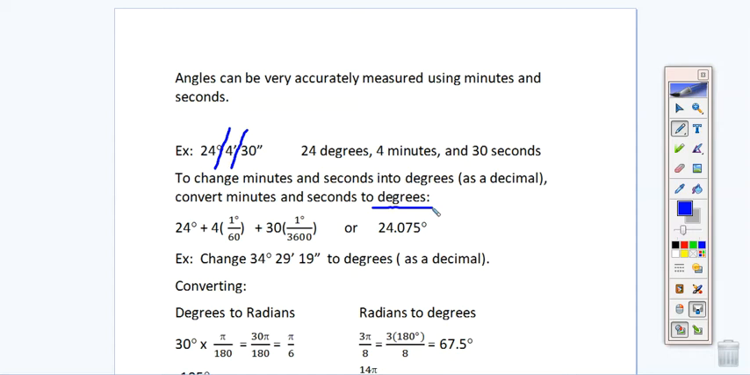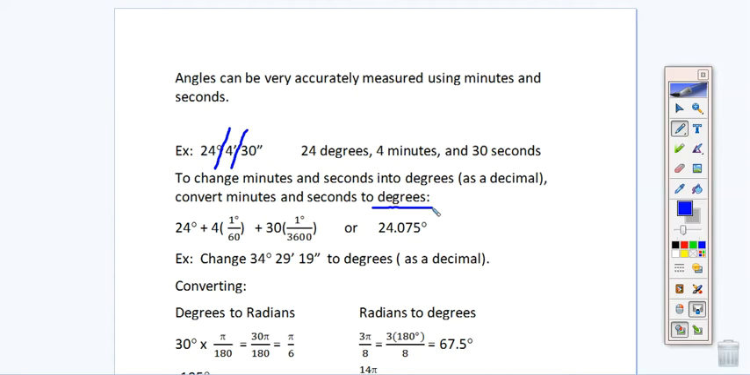Here's how it works. How many minutes do you have? 4. Okay, so what you do is you say 1 degree is equal to what? 60 minutes. You use a conversion factor here. It says 1 degree is equivalent to 60 minutes. So what we say is, okay, well, we go 4 degrees.